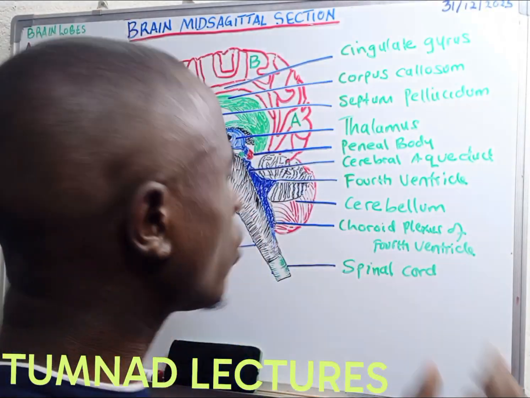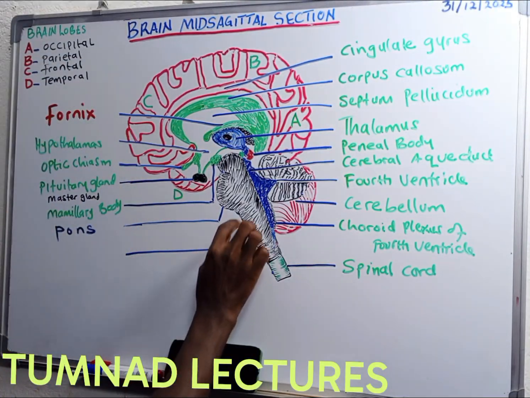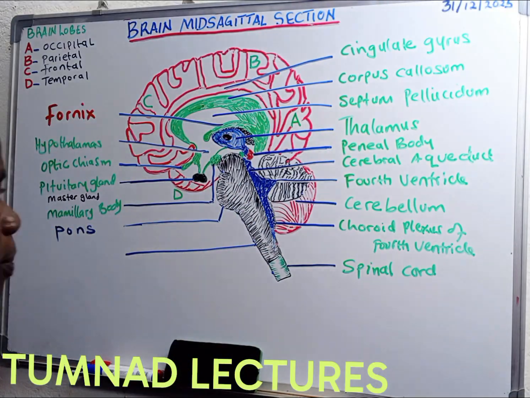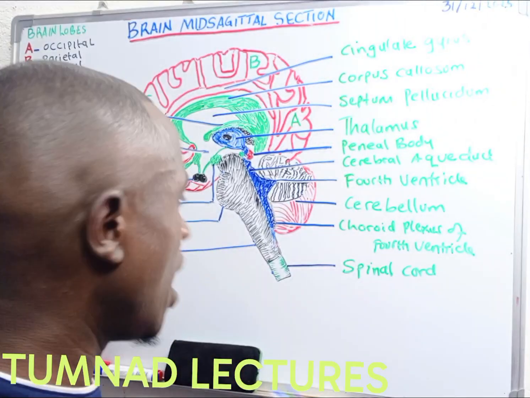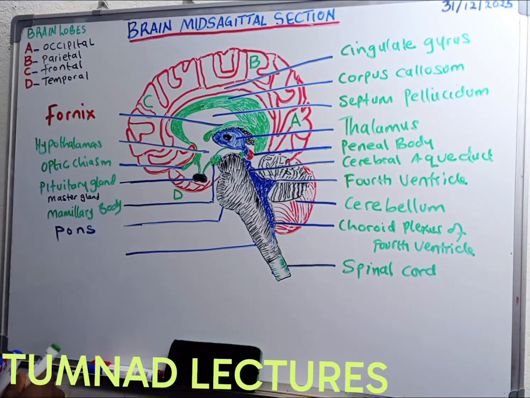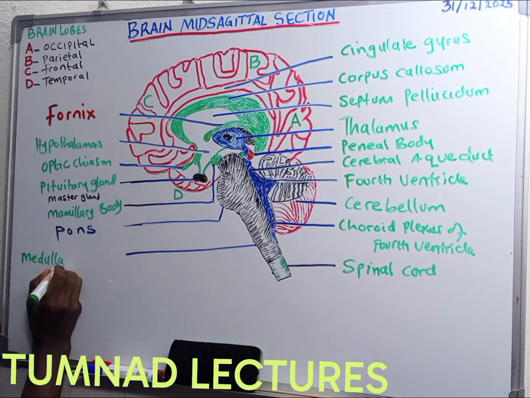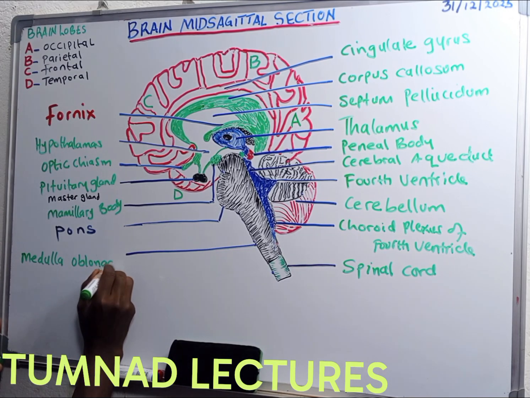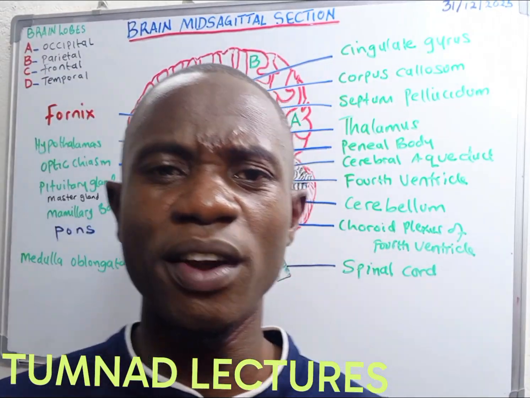Okay, we have a lot of nuclei which are going to be residing in what we call the pons. Now from the inferior part of the pons, it is going to be connected to this structure, which is very important. How do we call this structure? They call this structure the medulla oblongata.